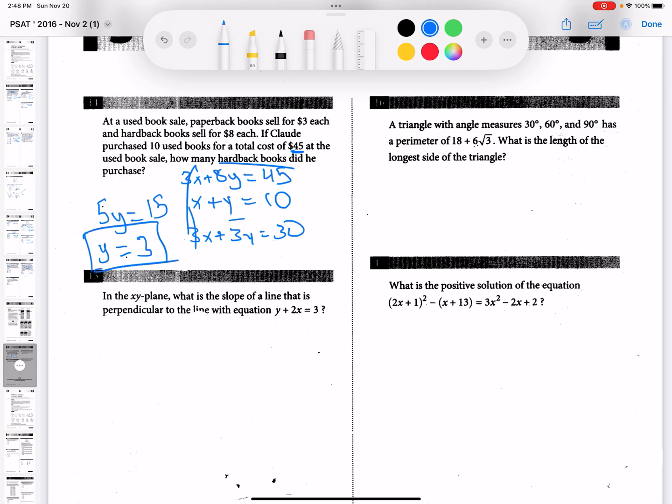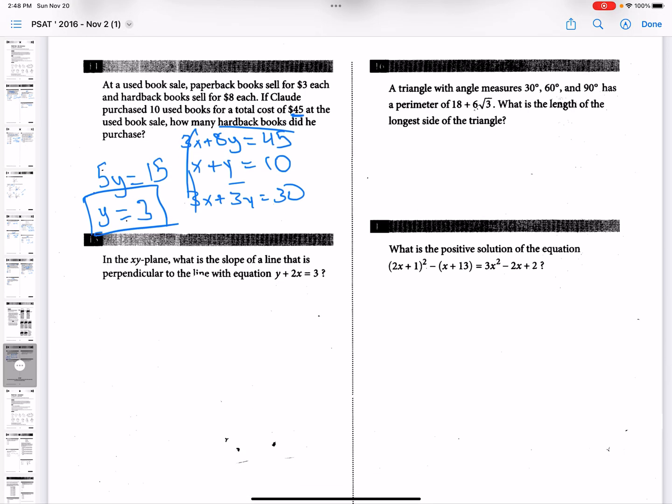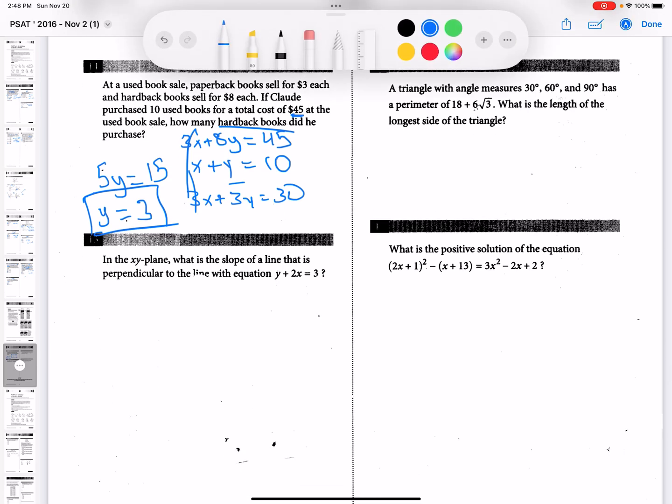In the xy plane above, what is the slope of a line that's perpendicular to the line with the equation y equals negative 2x plus 3? First, I'm going to get this equation into slope-intercept form, which gives us y equals negative 2x plus 3. When you're finding a perpendicular line, you're finding the negative reciprocal of the slope. The reciprocal gives me m equal to negative half, but since we need the negative reciprocal, m is equal to a half.